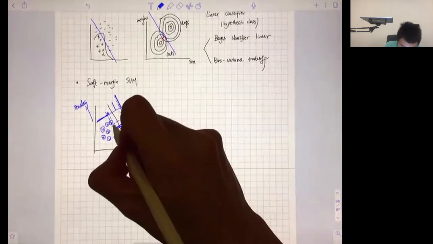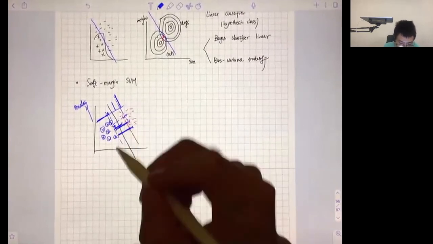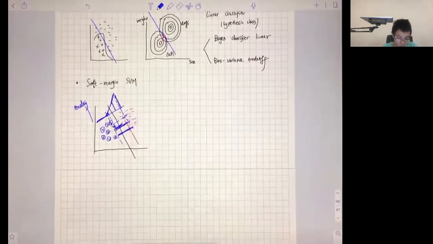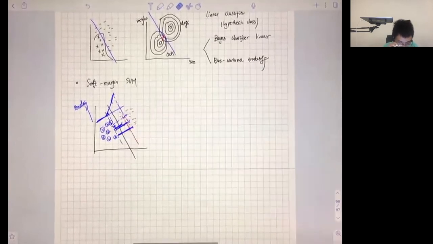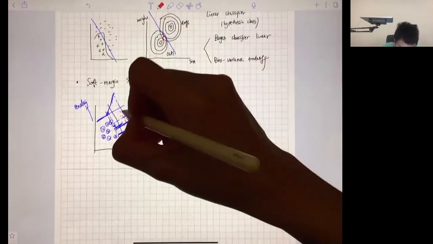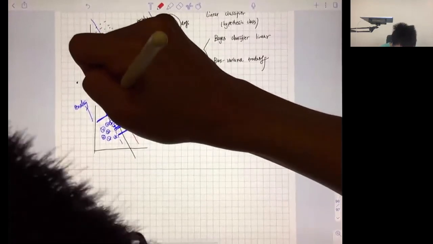So for these segments, the length is how much you intrude the margin, which is also how much your penalty is. The penalty is linear in terms of how much you intrude the margin, okay? So this is my penalty. Likewise, for the red samples, I also have a penalty which is proportional to how much you intrude the margin.